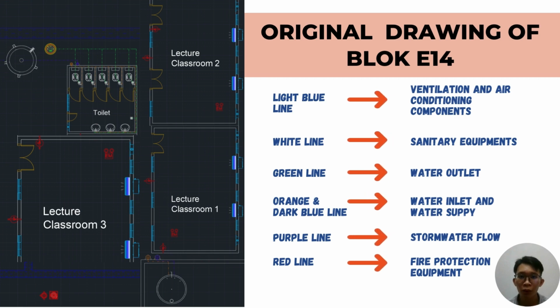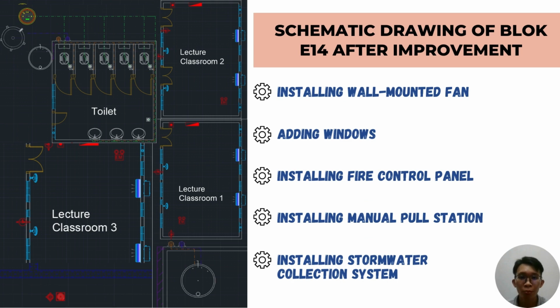For the fire protection system, all the fire protection equipment is shown in the drawing using the red line. They consist of fire extinguishers, emergency lights, fire hydrants, and fire hose. There are some improvement methods proposed to improve the mechanical system in the building. The improvement methods include installing the wall-mounted fan, adding windows, installing fire control panels, installing manual pull stations, and installing the stormwater collection system. That's all for the part of the drawings.